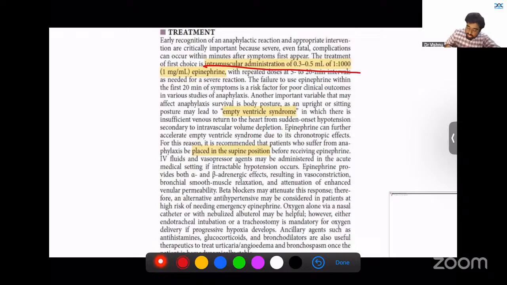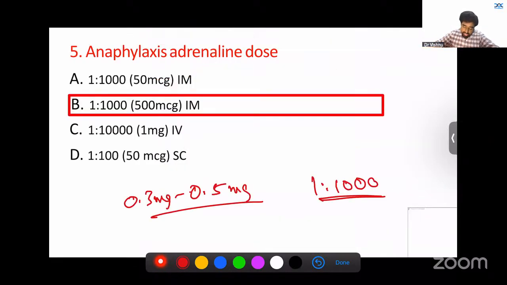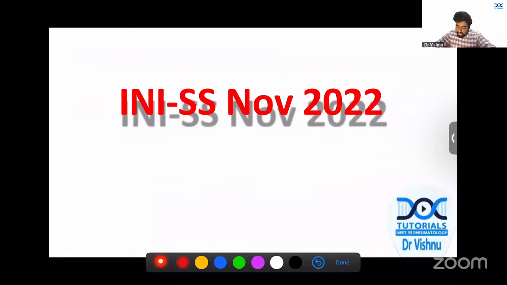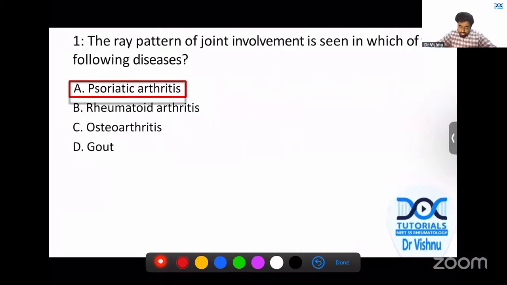So intramuscular administration of 0.3 to 0.5 ml of 1:1000, which is the main question, right? 1:1000 is the main question. Then 50 versus 500 is the main question, and IM, or sometimes you can give subcutaneous also. IV you should not give. Then you have the next paper, which is also, I think, a little bit similar, only it was not so weird as compared to the first paper that we discussed.